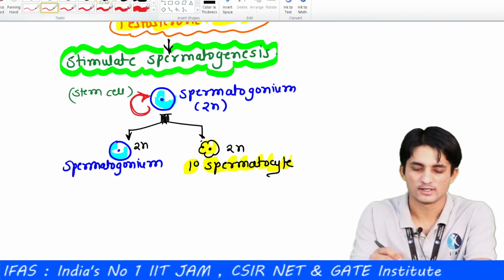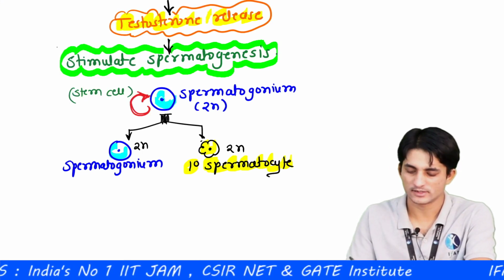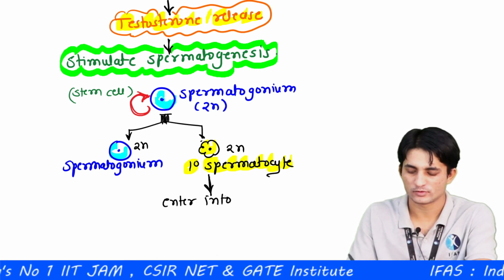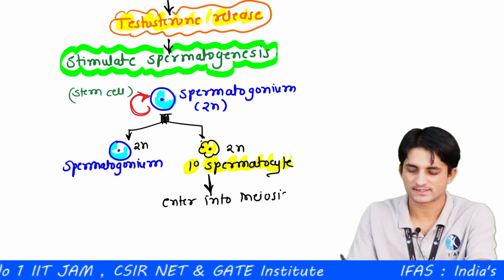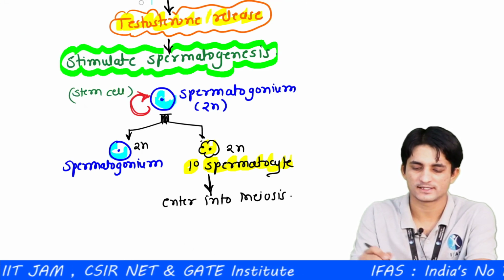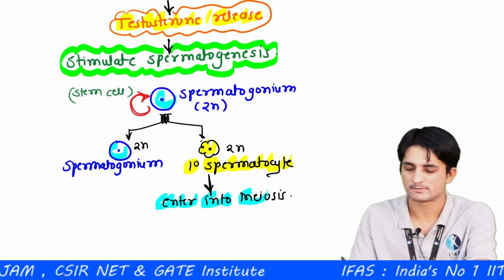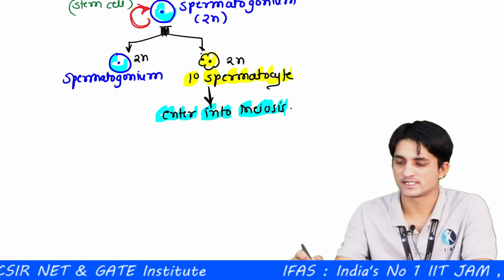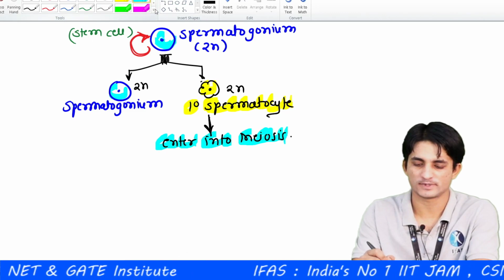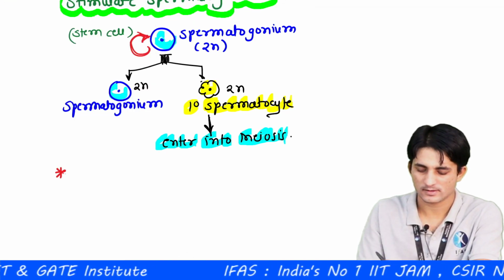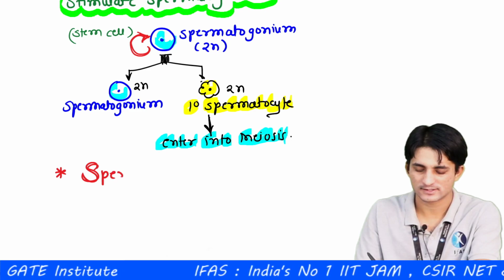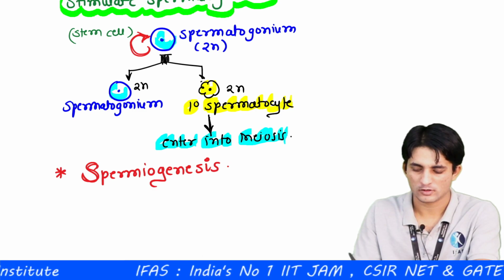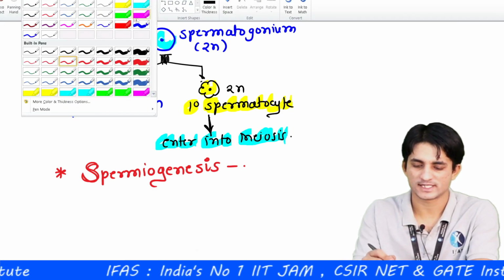And now the primary spermatocytes enter into meiosis. From this there is initiation of spermatogenesis, so the initial division will start. This is called spermatocytogenesis. Now what is spermiogenesis?